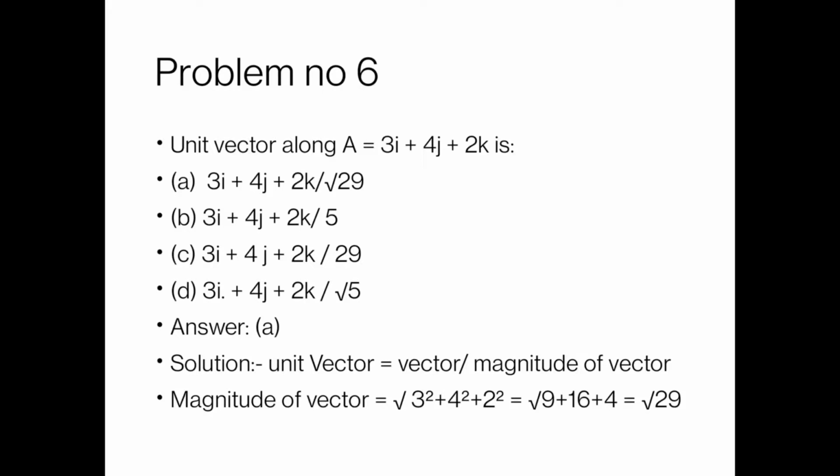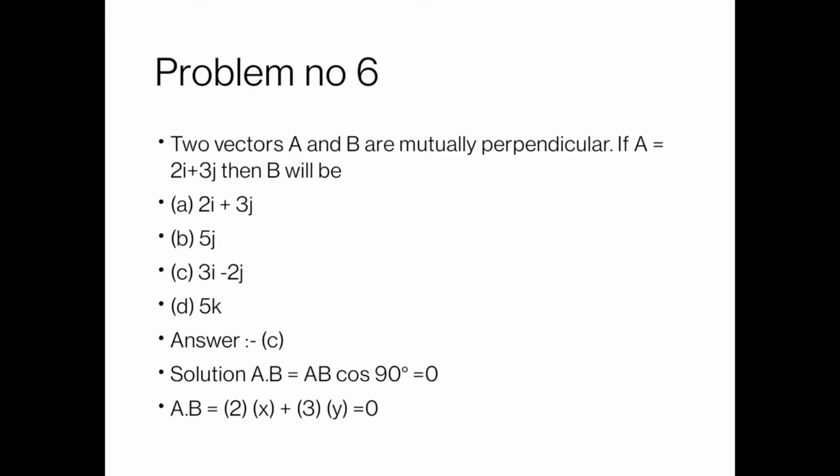Unit vector is equal to vector upon magnitude of vector. Magnitude of vector is root of 29. So the correct answer is 3i plus 4j plus 2k upon root of 29.